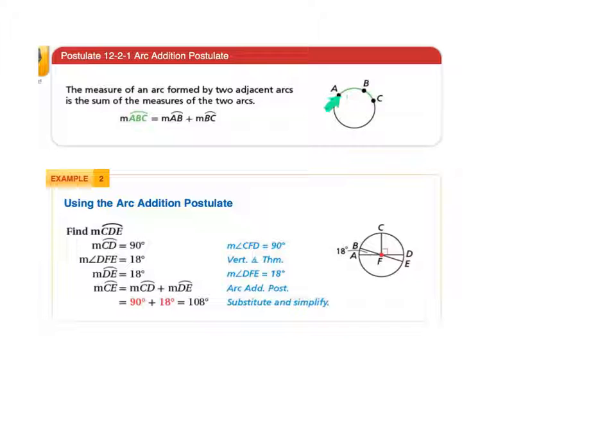Okay, adjacent arcs are arcs that are right next to each other, like arc AB and arc BC are adjacent arcs. If you want to find the measure of the large arc formed by both of them, that is arc addition postulate. You take arc AB and you add it to arc BC, and that would give you the whole arc AC. Okay, and in this example 2 here, we're going to use arc addition postulate.